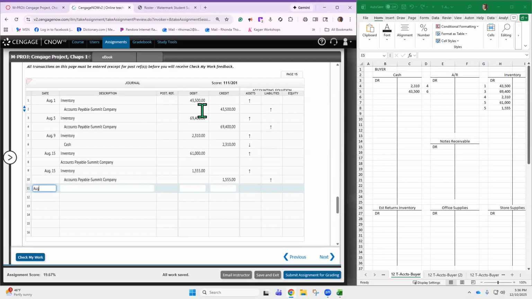This first one right here. Does everybody see this? I don't know where I was going to get my numbers, but anyway, August 16th, we are going to make accounts payable to Summit go down by that first amount of that sale, which is 43,500. And then we're going to make cash go down 43,500. Okay, so that's from the buyer's point of view.